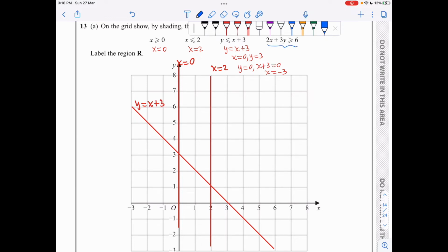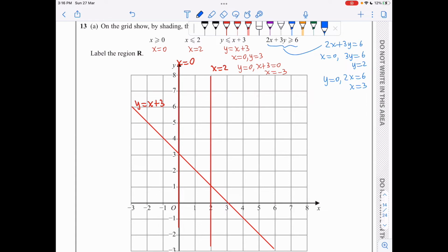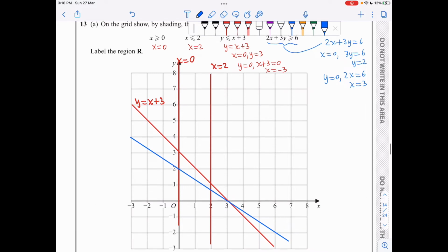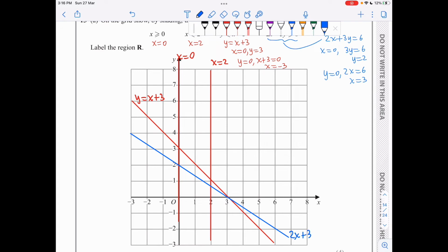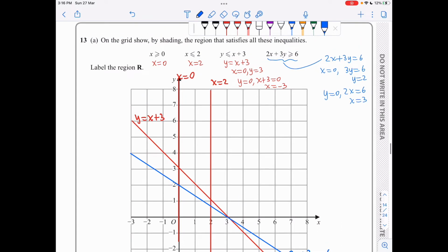And for the last one here, I will be considering 2x plus 3y equals 6. When x is 0, 3y is 6, so y is 2. When y is 0, 2x is 6, so x is 3. So again, I have the points through which we cut the x and the y axis respectively. So I can start by cutting through 2 and minus 3. So this is the line 2x plus 3y equals 6.